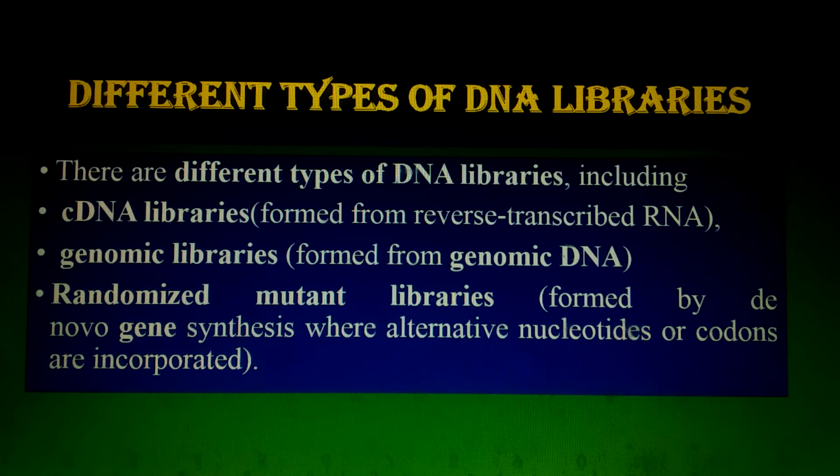Okay. Now the types of DNA libraries. There are three different types. Number one, cDNA libraries, which are constructed by using the reverse transcription mechanism. Genomic libraries are formed from the genomic DNA, and randomized mutant libraries are formed by de novo gene synthesis, where alternated nucleotides or codons are incorporated. So I will discuss each and every library in detail one by one.